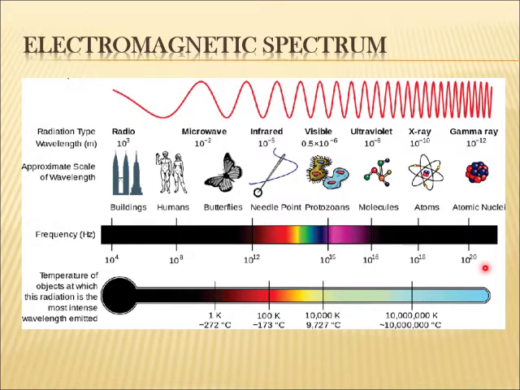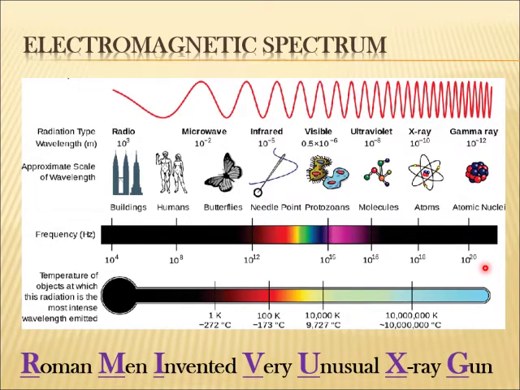To remember the order of the electromagnetic spectrum, we have the mnemonic: Roman men invented very unusual X-ray gun. R stands for radio waves, M microwave, I infrared rays, V visible, U ultraviolet, X X-ray and G gamma rays.